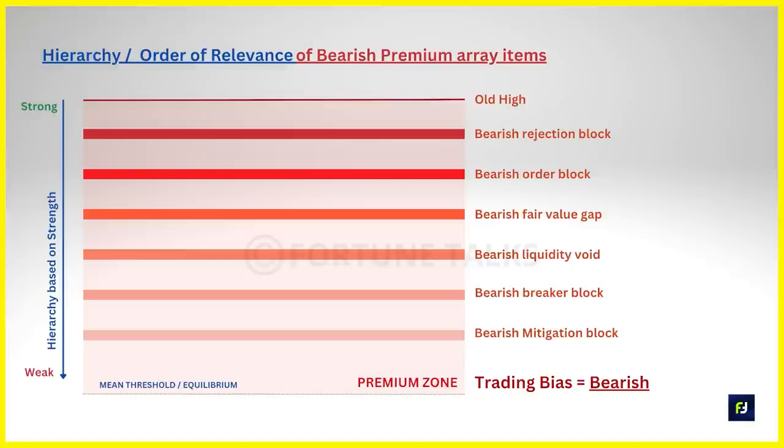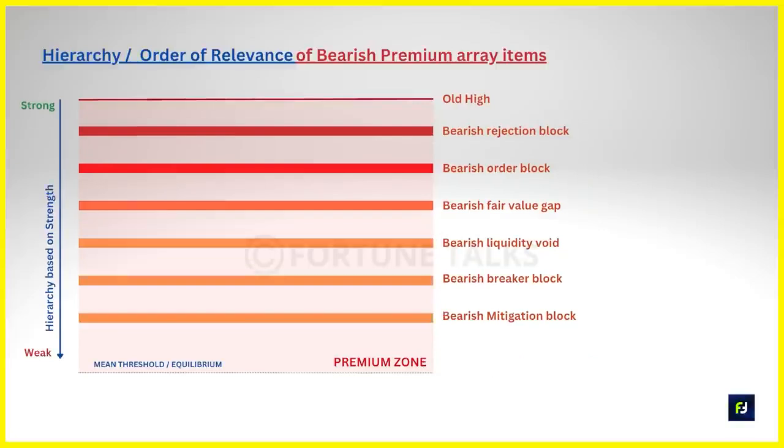Here also, the relevance of liquidity voids and fair value gaps can be interchanged. Now, just like the previous case, we should start looking for the lowest array items in terms of priority because the price will not always retrace all the way back to grab the liquidity. It can sweep the liquidity available anywhere in the bearish premium array and then reverse lower. So start looking for the mitigation blocks first, followed by the bearish breaker blocks, the liquidity voids, and so on.